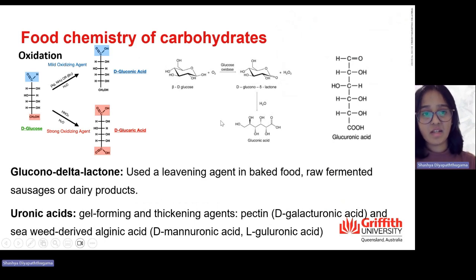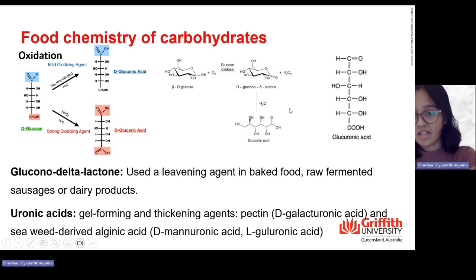The next reaction is the oxidation. So you can see here in the diagram, glucose undergoing mild oxidation, and this carbonyl group undergoes the oxidation and it produces gluconic acid. While producing gluconic acid, they produce glucono-delta-lactone as an intermediate. This glucono-delta-lactone can be used as a leavening agent in baked food, raw fermented sausages, or dairy products.